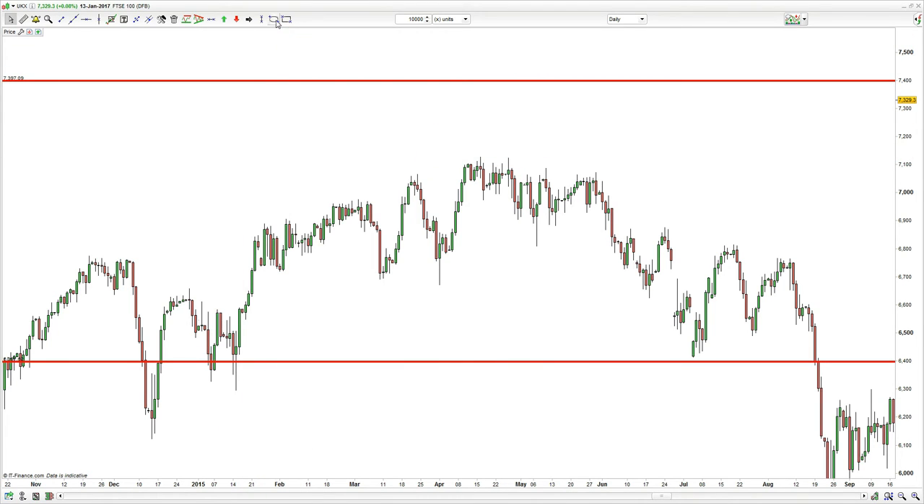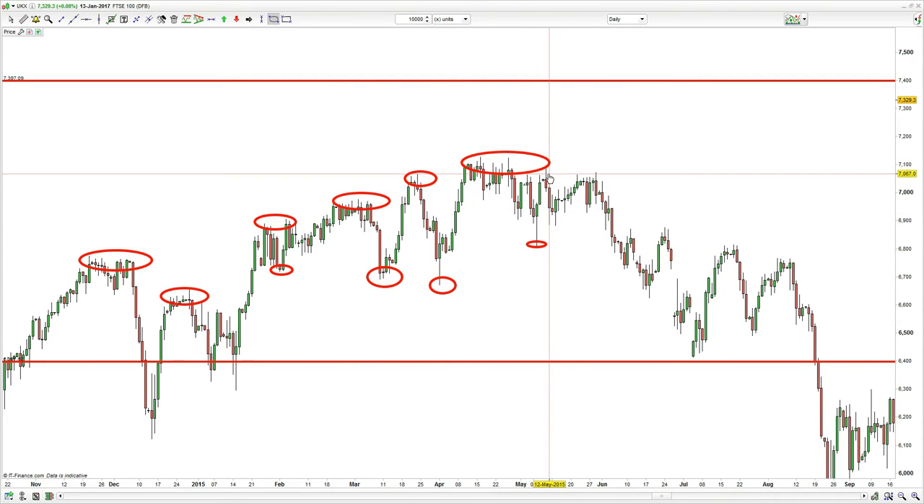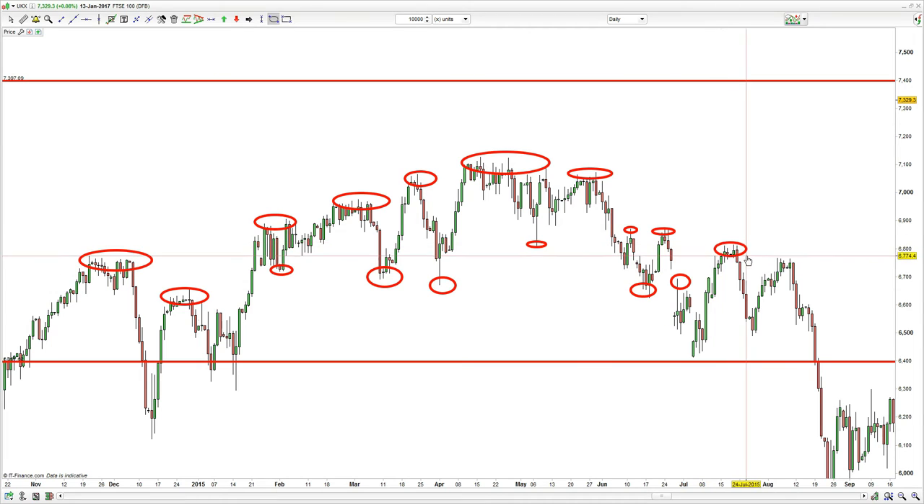And to plot these areas, I'm going to take my circle tool and first pick out all the reactions that I can see on this particular region of price action. As I said before, I'm just picking out all the reactions where price has either reversed or stalled, and I'm just highlighting them so I can see them more easily.